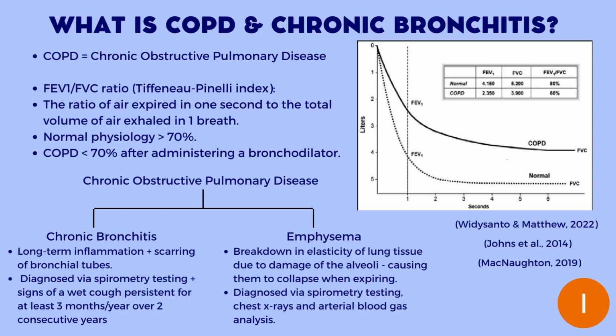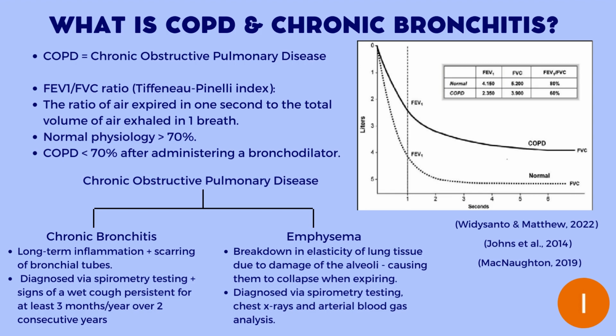COPD is divided into two main types, chronic bronchitis and emphysema. Chronic bronchitis is a result of long-term inflammation and scarring of the bronchial tubes. It is clinically diagnosed when the signs of a wet cough have been persistent for at least 3 months per year over the course of 2 consecutive years, in addition to spirometry testing.